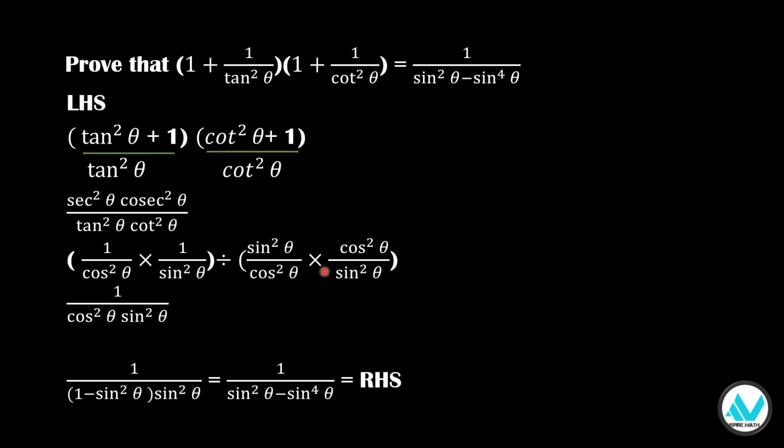Again I look at my RHS. Again the answer is in terms of sine ratios. So let me change cos in terms of sine, which gives me 1/cos²θ is nothing but 1/(1 − sin²θ) into sin²θ. Now when I multiply the sin²θ inside, I get 1/sin²θ into 1 is sin²θ. Sin²θ into sin²θ is nothing but sin⁴θ, which is my RHS.